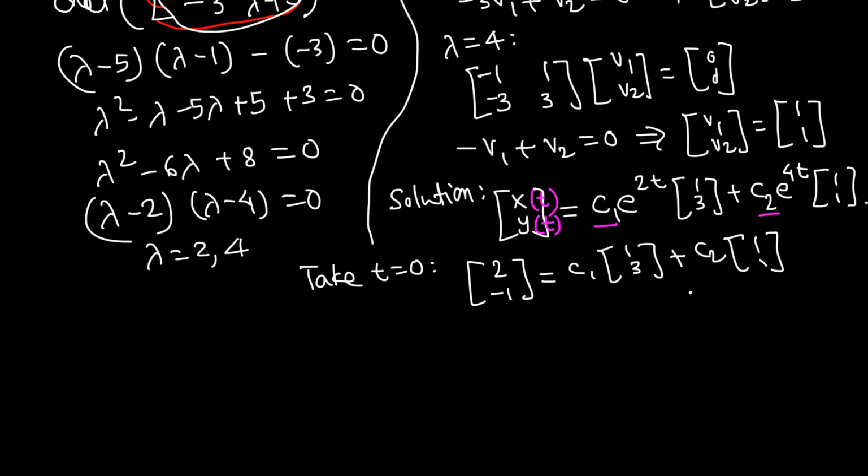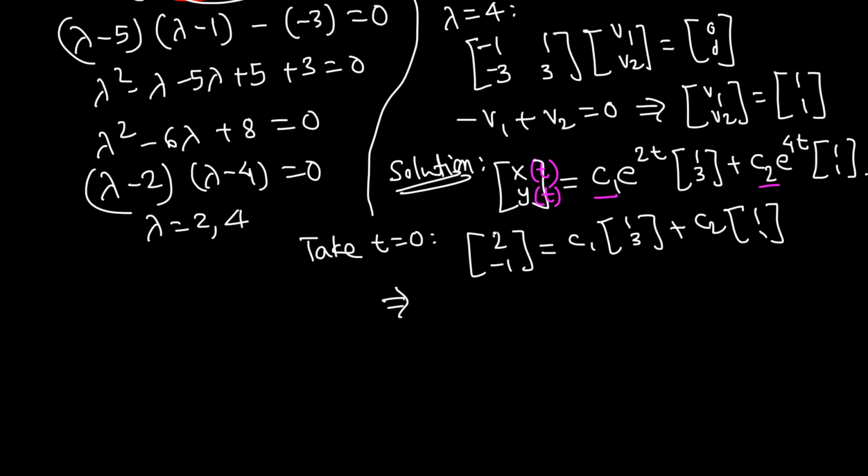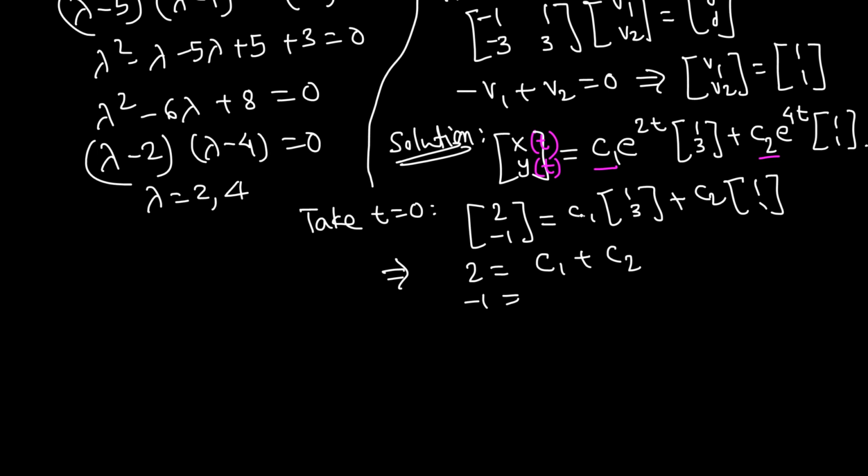Now we need to solve this system for c1 and c2, and then go back and write down the solution. So the first component: 2 equals 1 times c1 plus 1 times c2, that is c1 plus c2. And the second row: negative 1 equals c1 times 3, so 3c1 plus 1 times c2. Now solve this for c1 and c2.